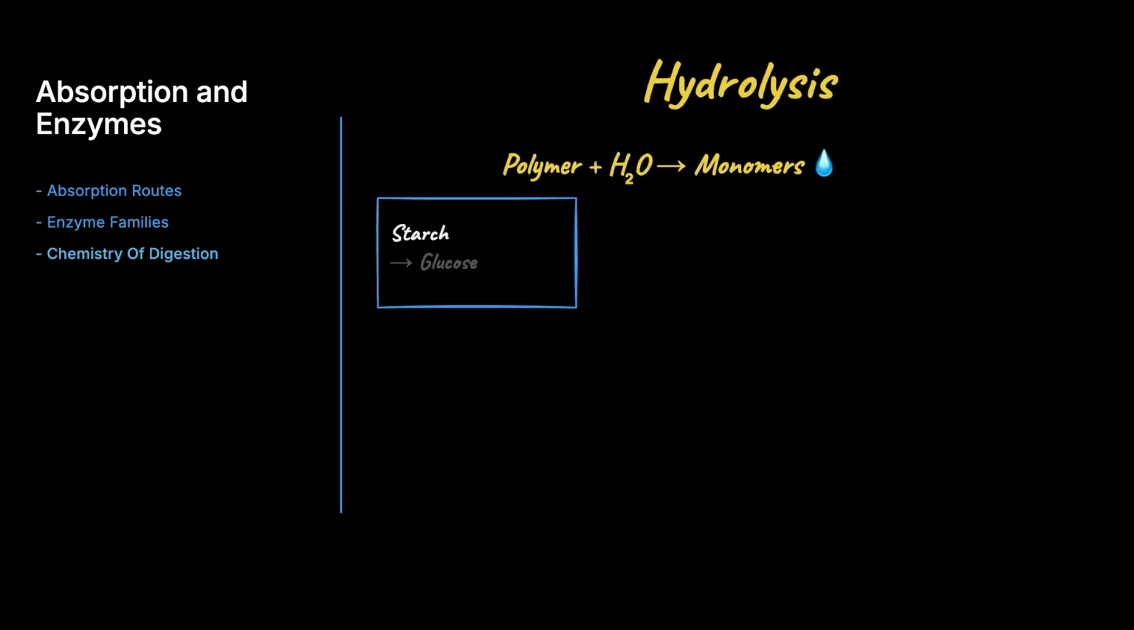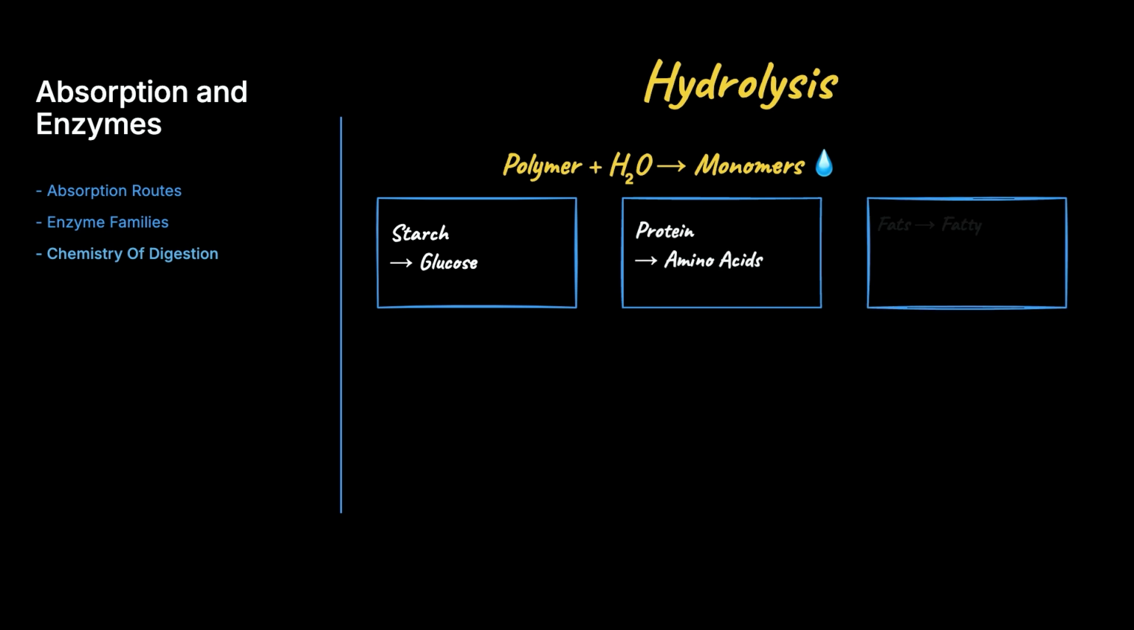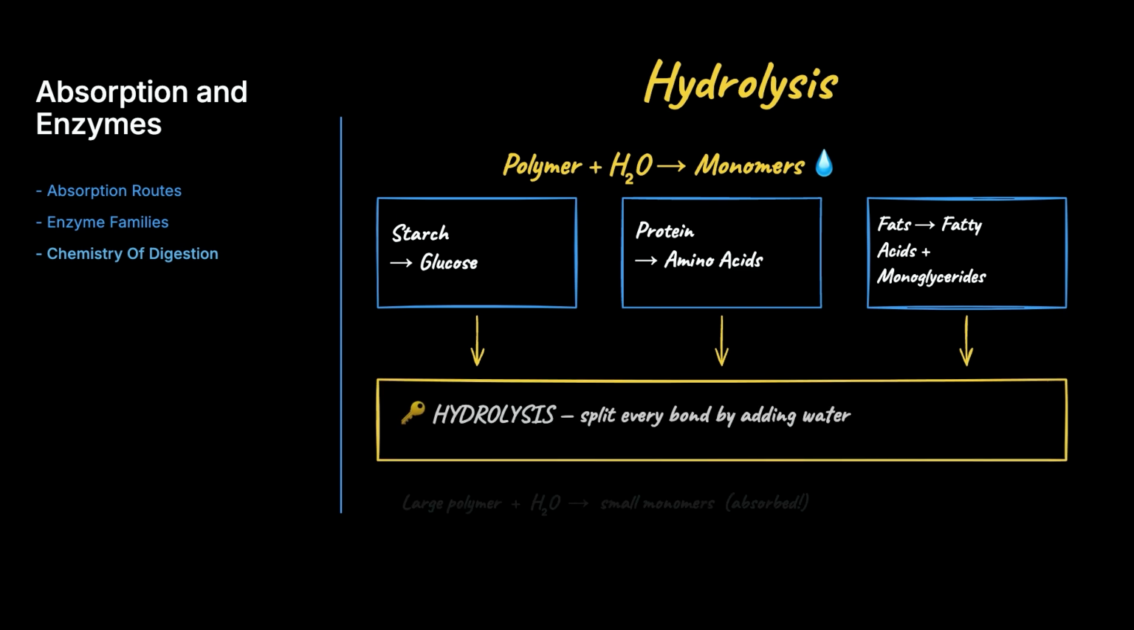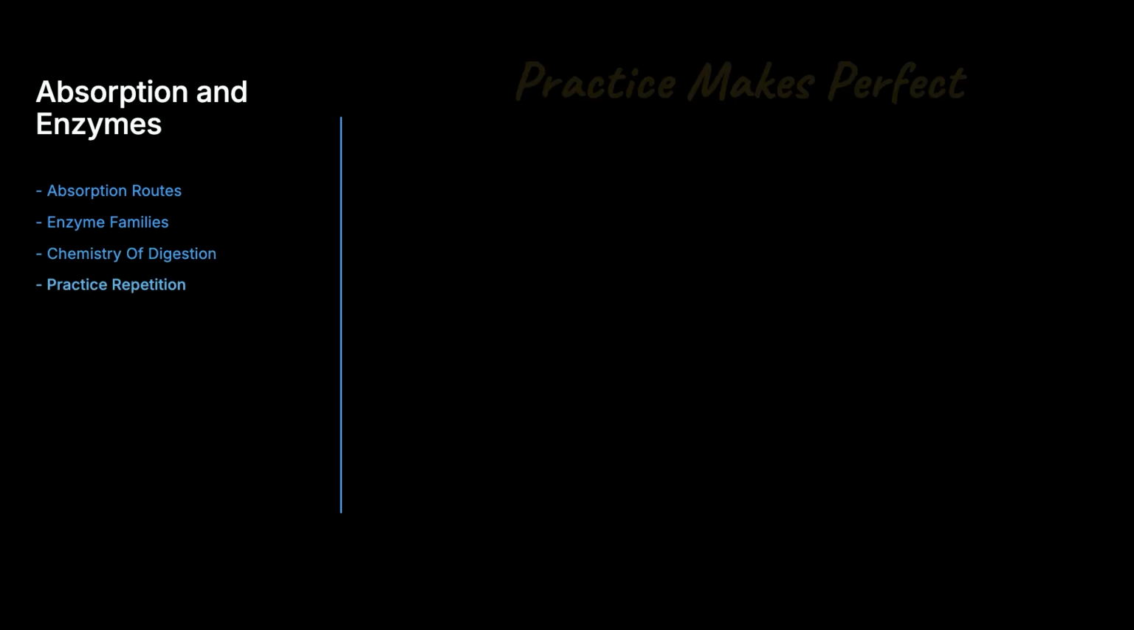Chemically, digestion is wonderfully simple. We eat large polymers and must reduce them to small monomers we can absorb. Starch breaks into glucose, proteins into amino acids, and fats into fatty acids and monoglycerides. Each bond is split by adding water, a reaction called hydrolysis. That single idea unifies the whole chemistry.